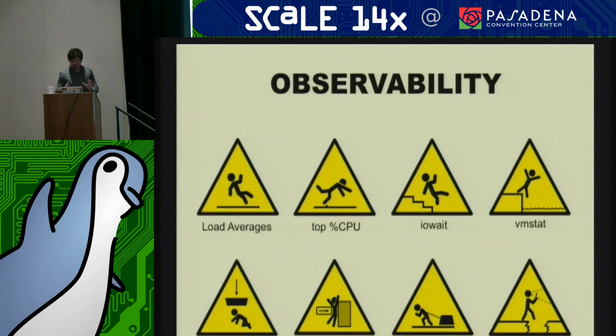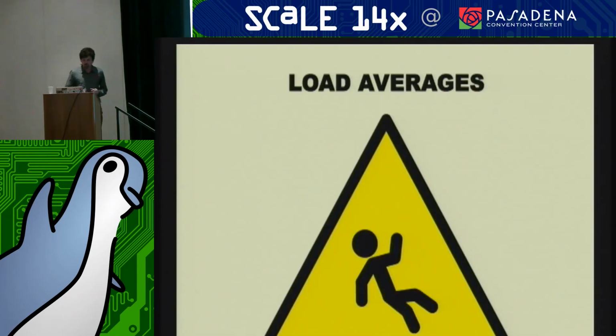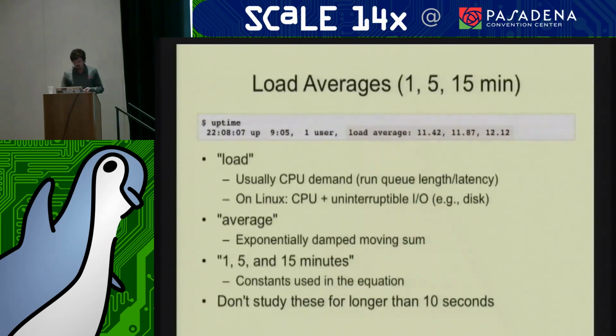So the first section I'd like to talk about is observability. And I'll start with load averages. So something straightforward that we all should be familiar with. Load averages still get used at Netflix. It's one of the signals we use for auto-scaling groups, so whether to scale up a cluster based on load. The problem with load averages, well, there's two problems with load averages. One of them is the word load, and the other is the word average.